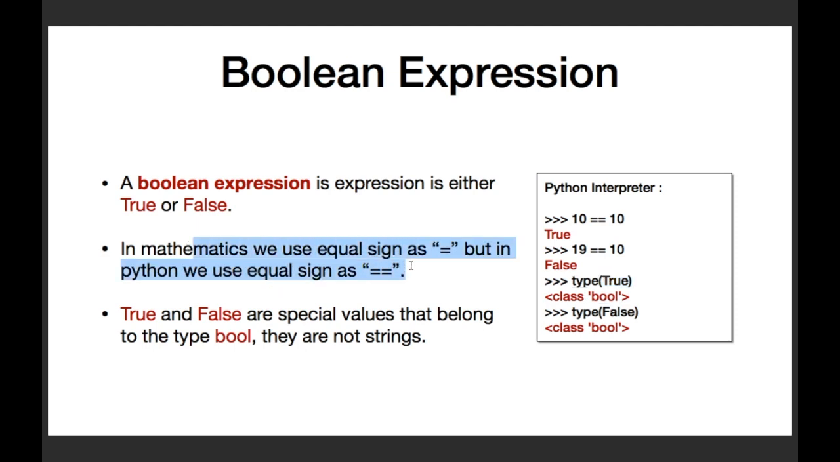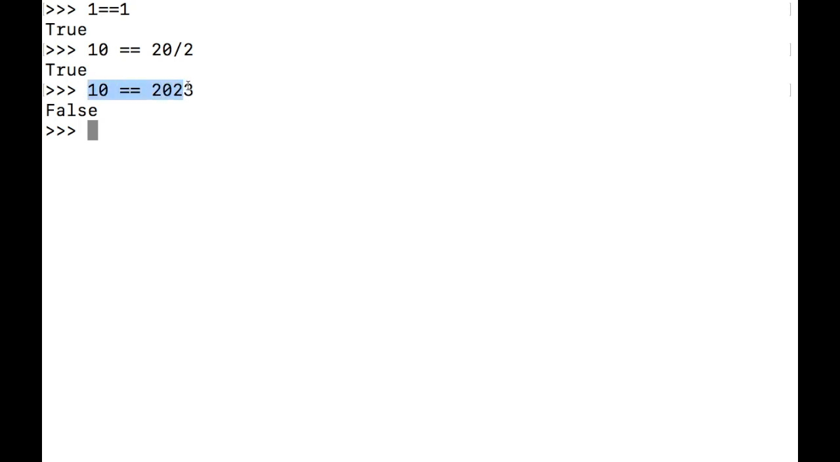In mathematics we just type one equal sign, but in Python we have to use two equal signs. This is a little bit confusing, but you have to remember. And then what is written over here? True and false are special values that belong to the type bool, not to the string. We know that. So let me check in the interpreter. 1 is equal to 1, it's true. 10 is equal to 20 divided by 2. It's going to give us true because we know that it's equal. 10 is equal to 20 is going to be false because it is not equal to this.